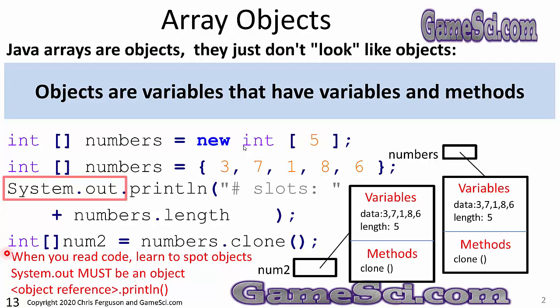I just spotted an object. System.out must be an object. Now, why do I know System.out is an object? Well, first of all, the dot operator is a big clue. The second thing is, after that second dot, I access println, and there's parentheses after that. Clearly what I'm doing is using this object in the red box to execute this method, and it's got to be a method because there are parentheses after it. When you're reading code from this point on, I want you to start analyzing the code and knowing what is an object and what is not an object.